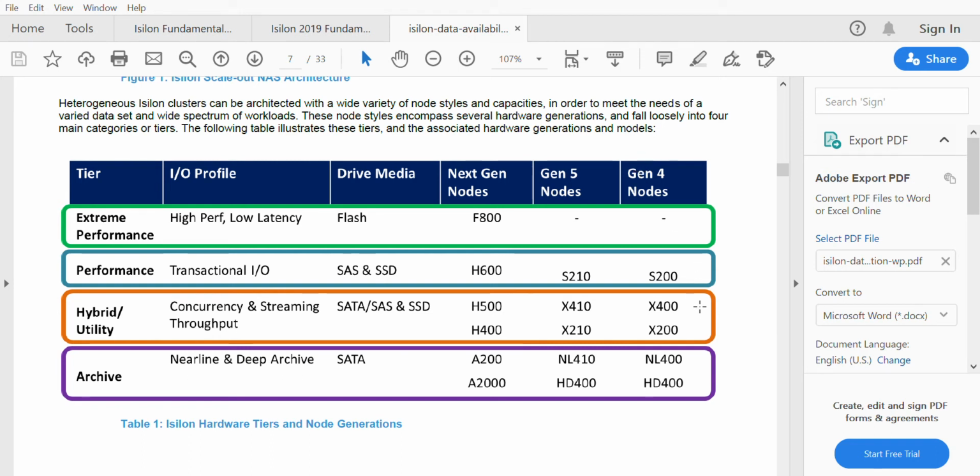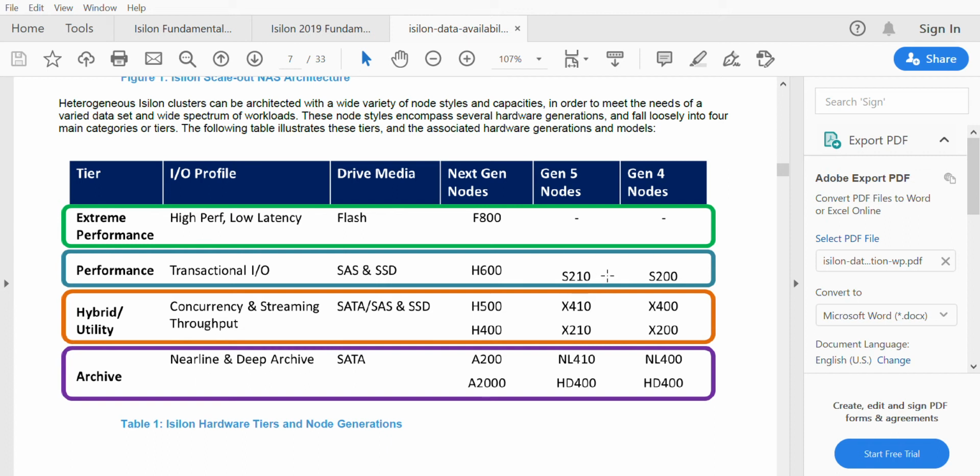The S series use SAS and SSD as data drives, and the X series use SATA, SAS and SSD, and the NL use only SATA as they are more for archive purposes. Later on EMC came with Gen 5 nodes where they made minor changes, and the model types came differently: S210, X410, X210, NL410 and HD400. So these were the different nodes that came in the Gen 5 series.